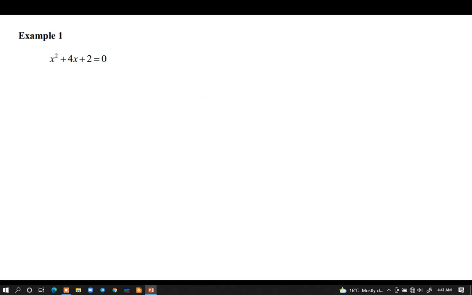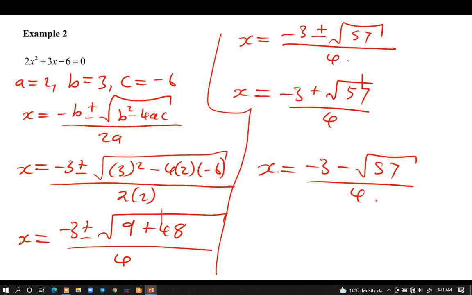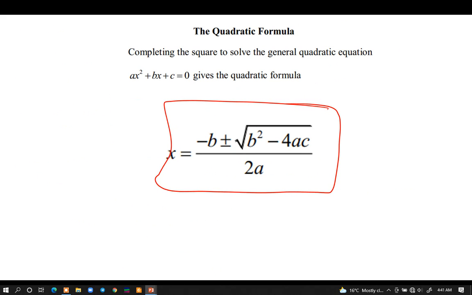Just know how to find the factors on factorization, and just master the formula on the formula method. You should know which one is your a, b, and c, and you will always be getting the solutions correct.